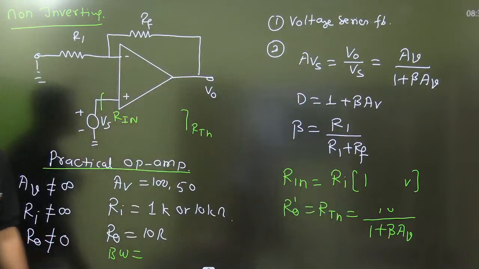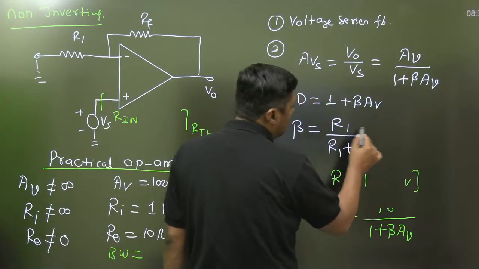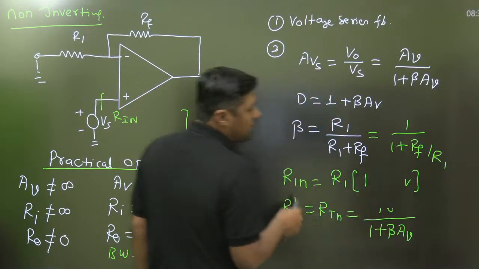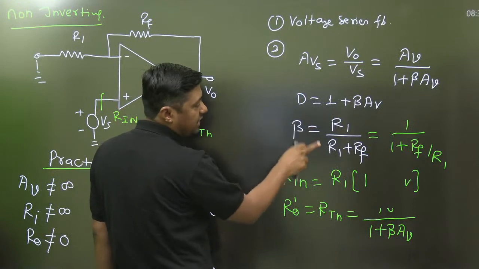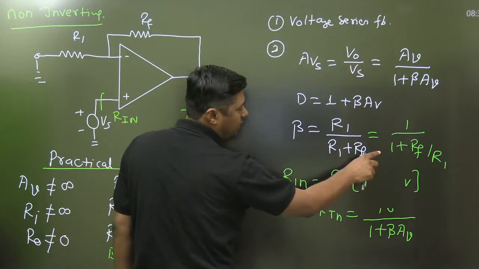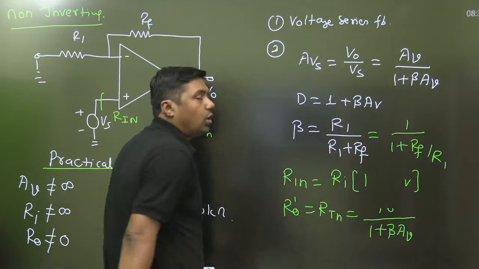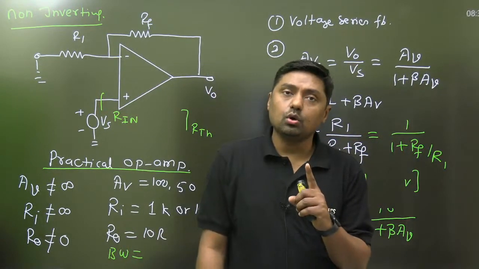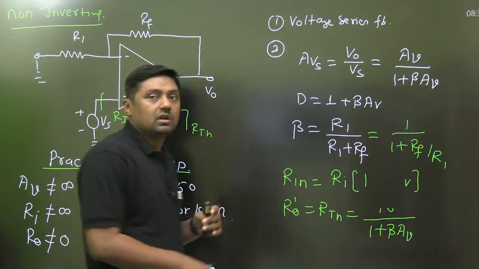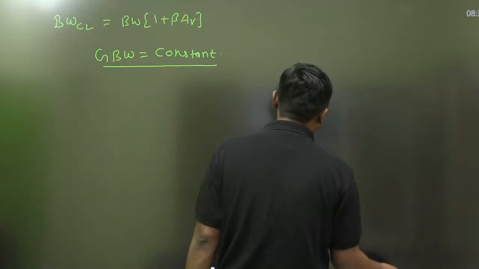Right answer, that is nearly equal to 1. Yes, beta: I can write 1 upon 1 plus RF by R1. New students, always try to understand. We can write it like that. Divide numerator and denominator by R1, and RF by R1 is very much less than 1, and that's why we can neglect that term, and this will be nearly equal to 1. You have given the practical answer, just like in an interview: Sir, it is nearly equal to 1. We can't say that it is exactly equal to 1 practically. Yes, that is the right answer.